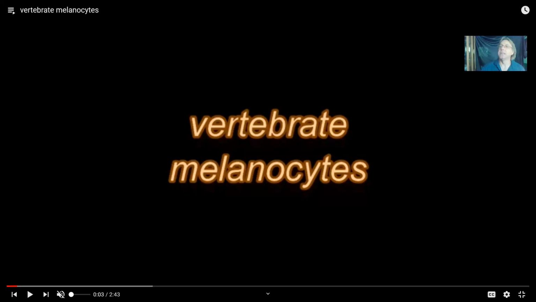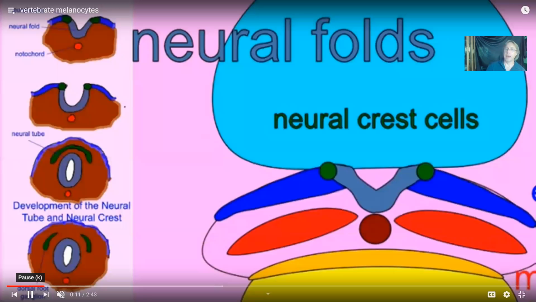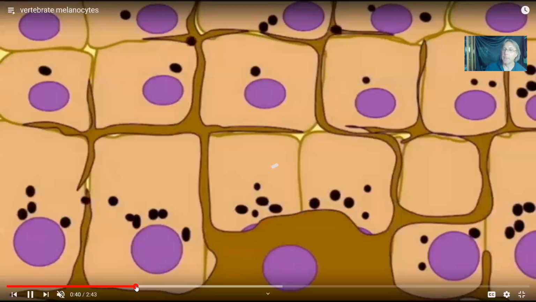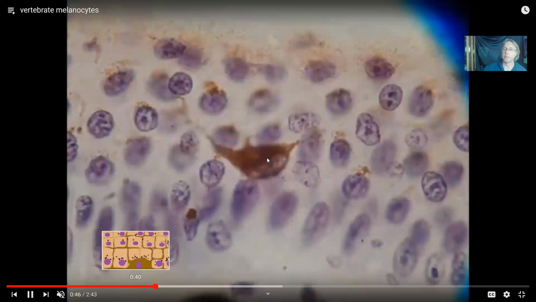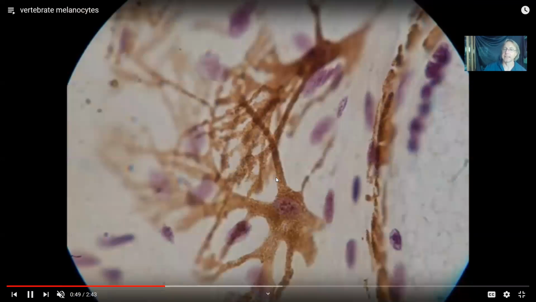There's a type of cell found throughout vertebrates, even primitive vertebrates like lampreys, known as melanocytes. These cells have a very interesting structure. They develop from neural crest cells, and they can send out extensions of themselves and then inject pigment into neighboring cells. So notice the very long processes extending from these cells, these melanocytes.